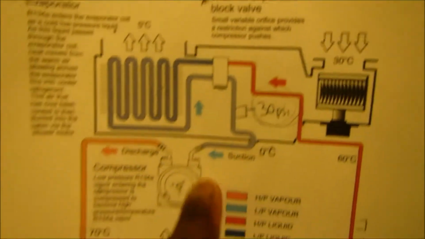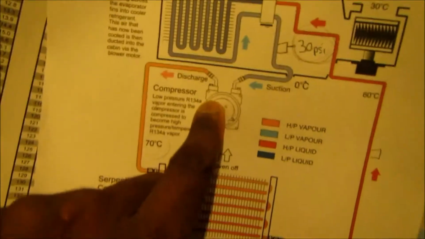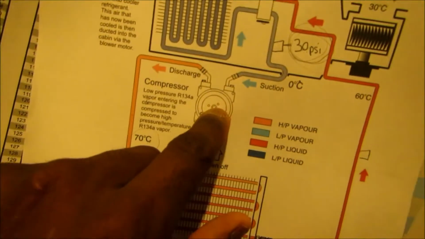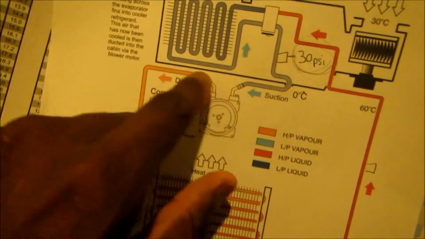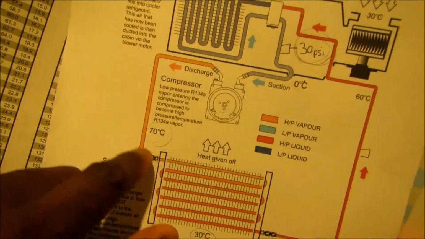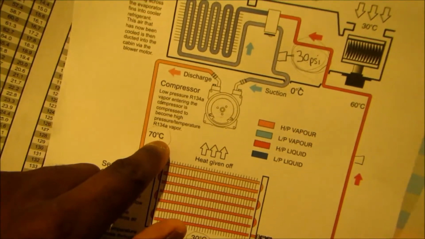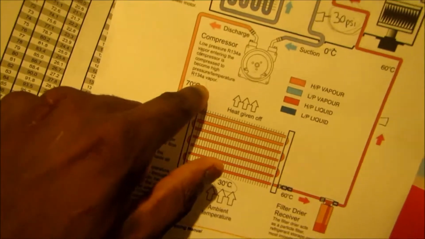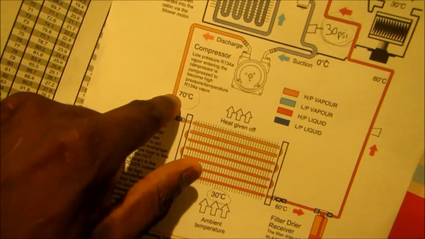And here's my little kit. So yeah, let us run through this right here. Here we have the compressor. The compressor compresses the refrigerant into a high pressure vapor and sends the high pressure vapor down this line at 70 degrees Celsius. So 70 degrees Celsius is the temperature of this line.